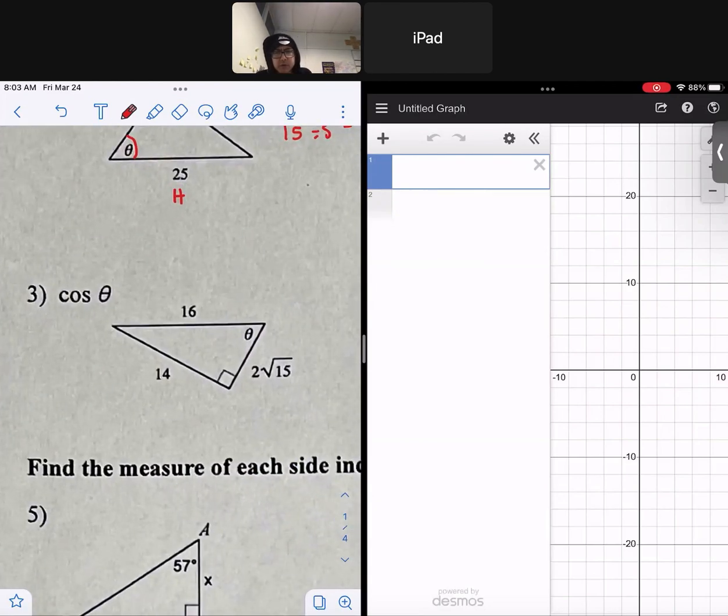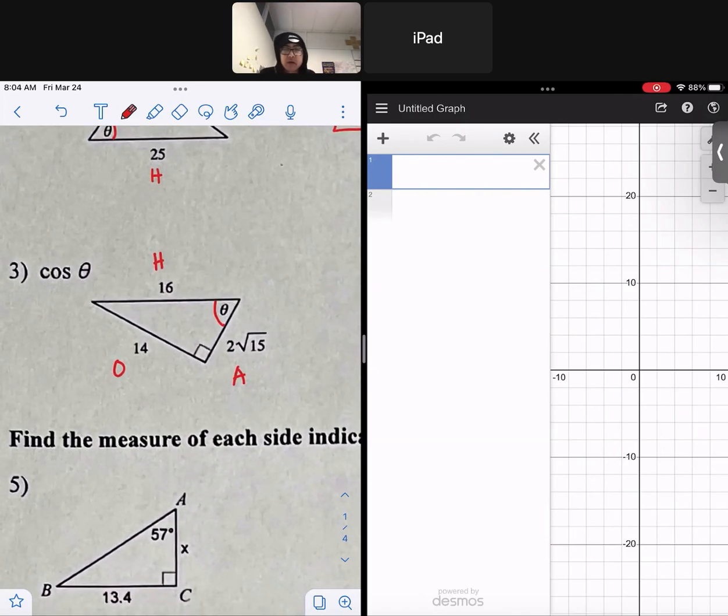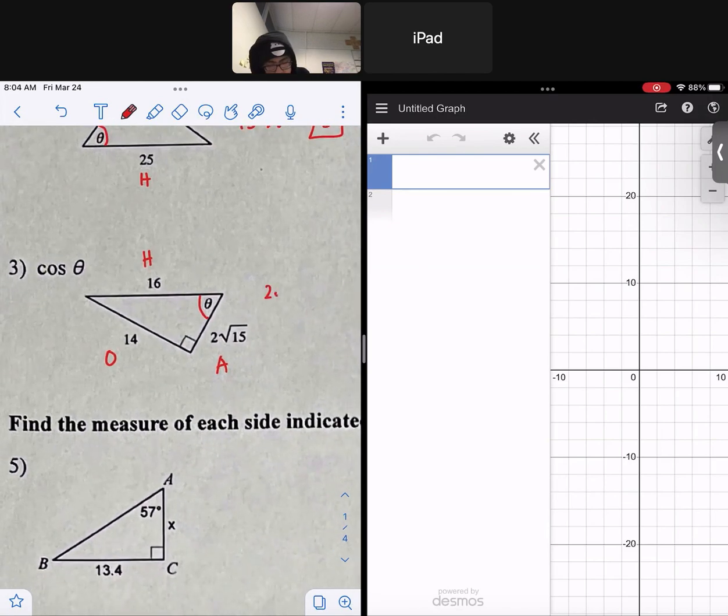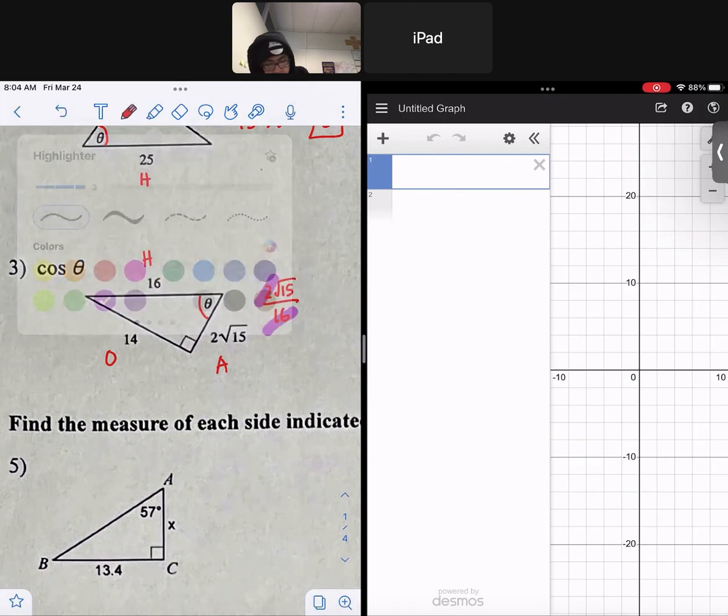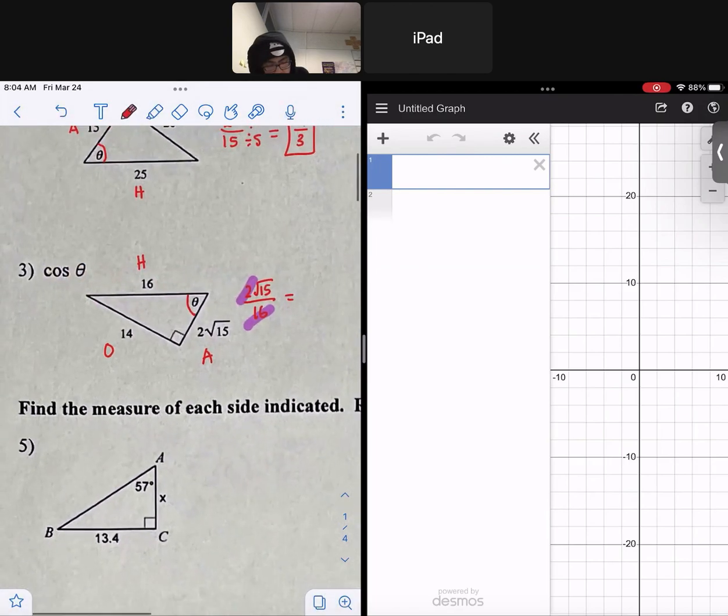Number 3, in the perspective of this angle, we're trying to find cosine. So opposite, hypotenuse, and adjacent. Remember, in SOHCAHTOA, it's the CAH part. So cosine uses adjacent over hypotenuse, adjacent over hypotenuse, and the 2 and the 16 can cancel. And you would have rad 15 all over 8.